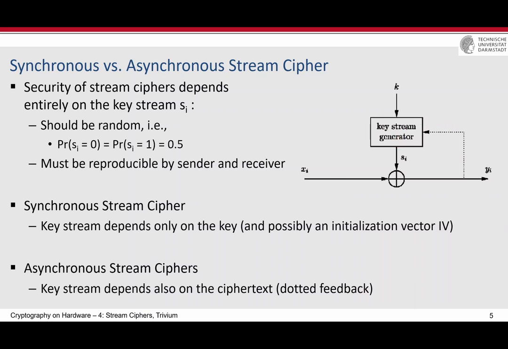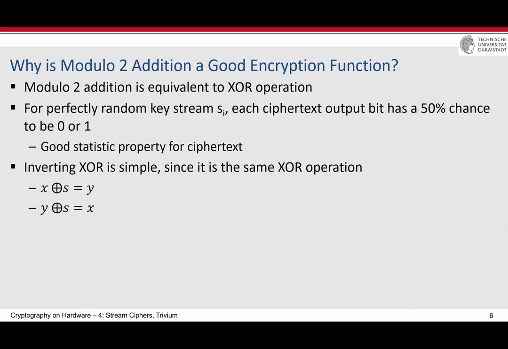This means that if there is a single bit of error in the communication, this actually propagates. But in the synchronous stream ciphers, this is not the case. If one single bit of the key stream is faulty, then only that ciphertext bit is affected. Good.